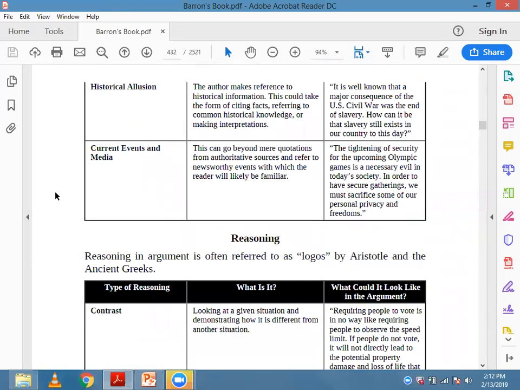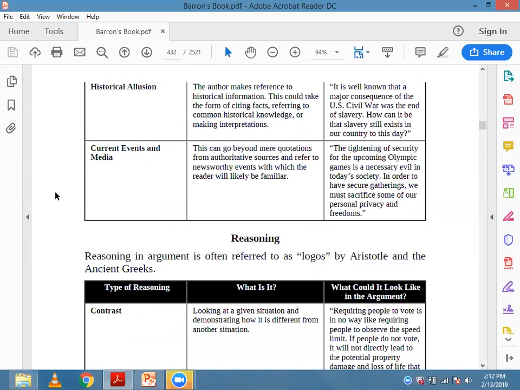The next type is historical allusion. This is very easy. This is when the author gives a reference to a historical situation, historical information, something from history to back his point. Again, it uses historical language and refers to common facts, common incidents in history to make his argument stronger.